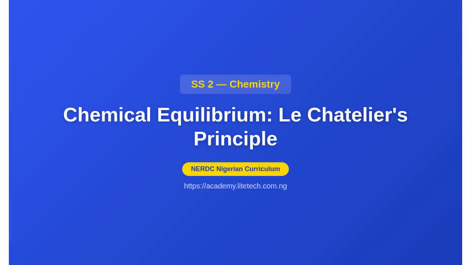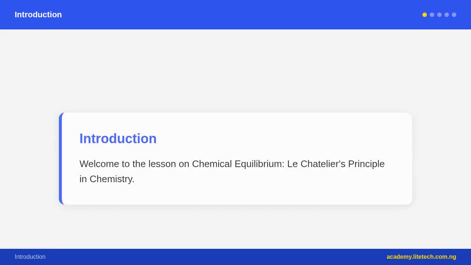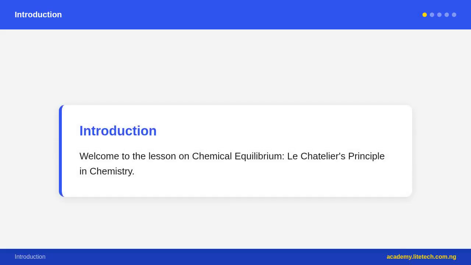Welcome to SS2 Chemistry, Term 2, Week 6. Many chemical reactions are reversible. They can proceed in both the forward and reverse directions. When the forward rate equals the reverse rate, a dynamic equilibrium is established.